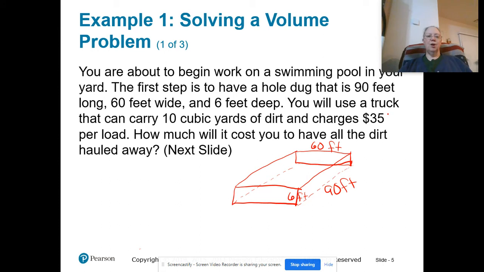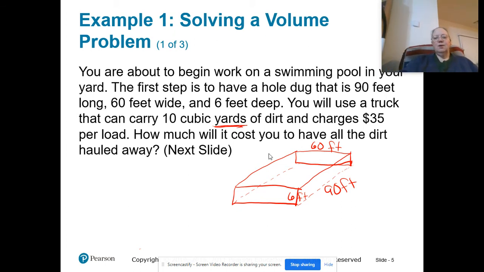Now, you will use a truck that can carry 10 cubic yards. A lot of times when they're talking about dirt or gravel or cement or anything of that, they talk about cubic yards. But when we're talking about digging the swimming pool, we're talking about feet. So you have to convert all of these feet units to yards so that we can do our cubic yards of dirt. And each truckload costs $35 for them to haul it away. So how much will it cost to have all of the dirt hauled away?